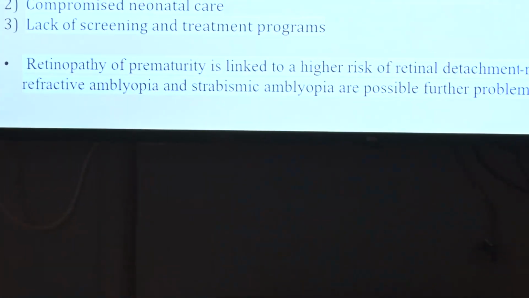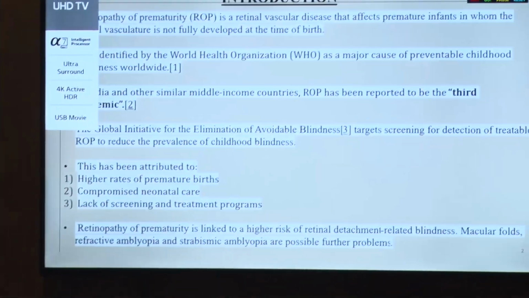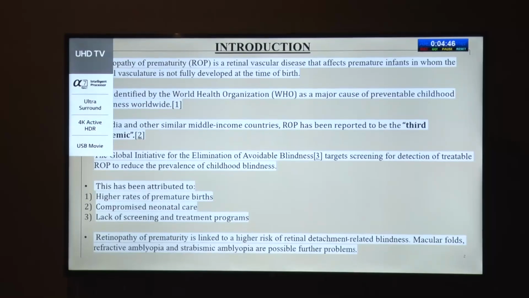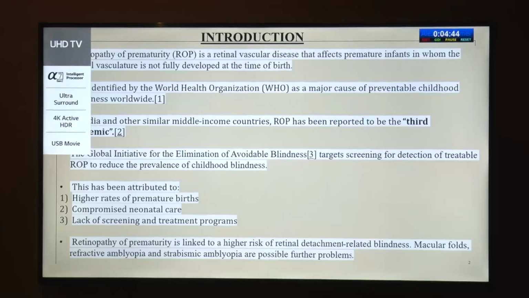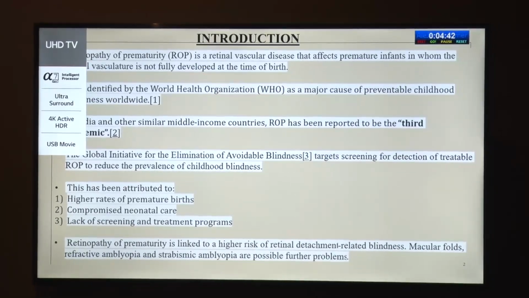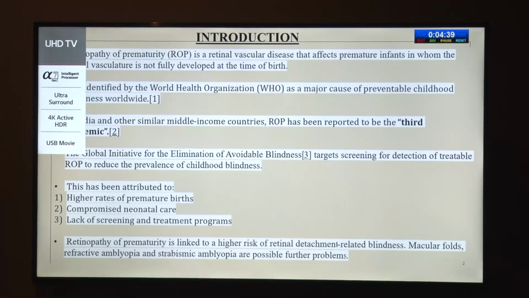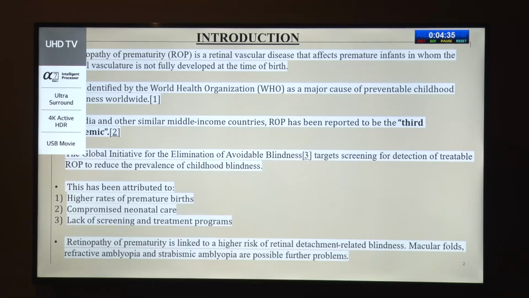Good morning, everyone. I'll be presenting on the topic. As we all know, retinopathy of prematurity is a retinal vascular disease that usually affects premature infants in whom the retinal vasculature is not fully developed at the time of birth. It is considered the third epidemic in India and other similar middle income countries, and a global initiative has been taken for elimination of avoidable blindness.